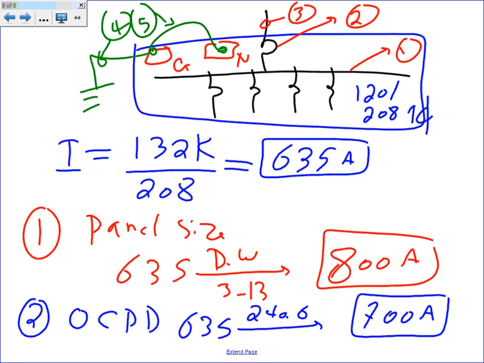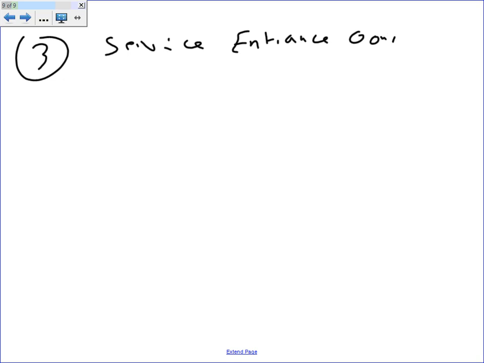Let me know when I can go to the next size, the conductors. Move? Yes? No? Okay. Now, the last thing is number three. The hot conductors or service entrance conductors, not even close to a conductor. Service entrance conductors, we came up with 700 amp.